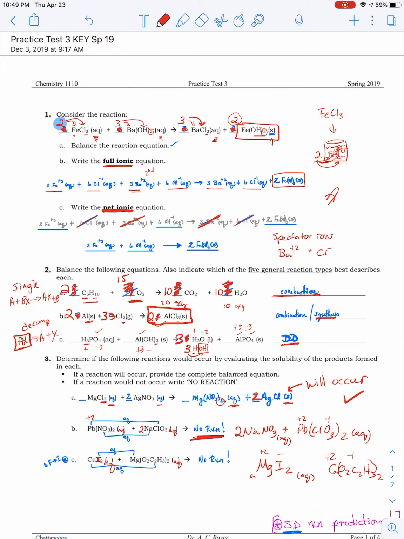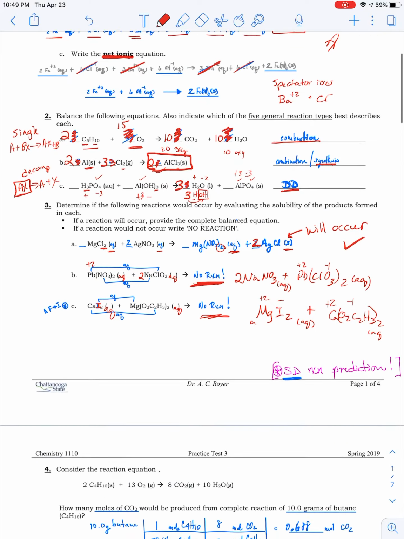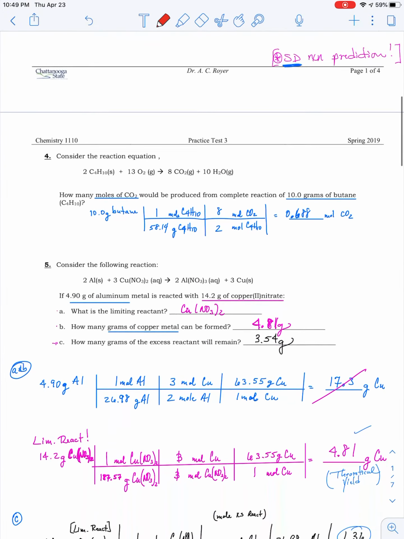And so is this guy. This guy is also aqueous. So again, you've produced two things where everything is going to break apart into ions, and there's not going to be any solids on the right. There's nothing left over, so that's a no reaction. All right, now we're moving on to the next one.